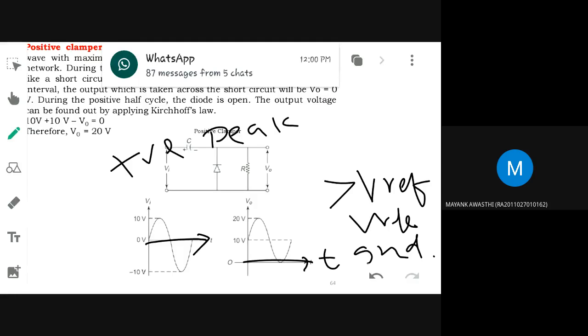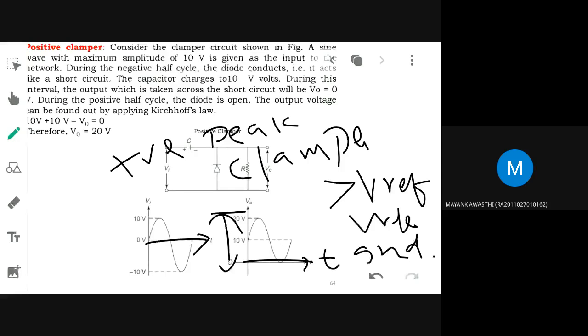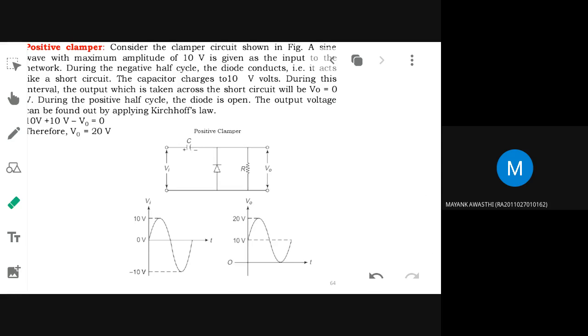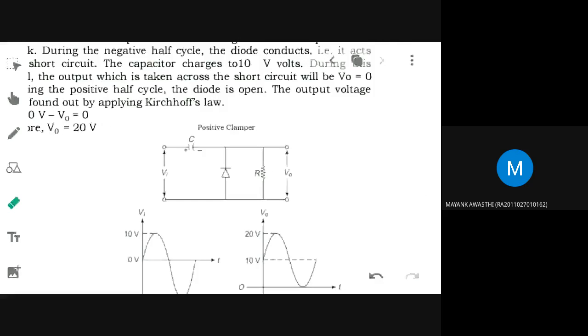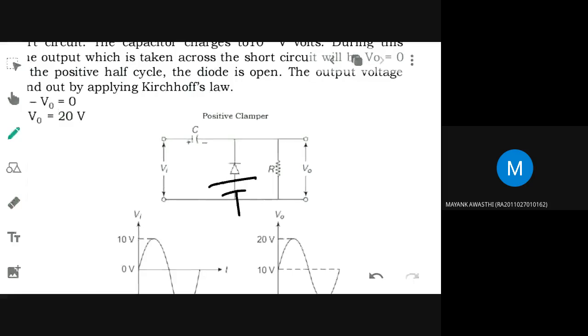Why it is a peak clamper is because the entire peak is shifted. Suppose only a partial peak is shifted, then that will not be called a peak clamper. That will be a biased clamper. If you want to change it to a biased clamper, you add one RPS here. That's all, it will now become biased. Sorry, not clipper, clamper.